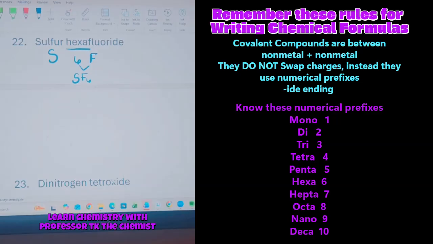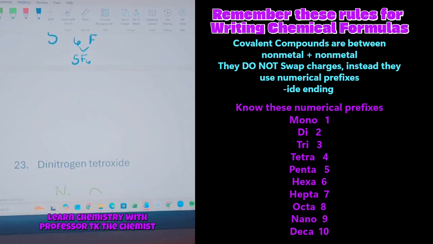So let's do this next one right here. Dinitrogen tetraoxide. By the way, I'll write the prefixes here. Mono, 1, di, 2, tri, 3, tetra, 4, penta, 5. Okay, these are just some of the common ones. Di, 2, nitrogen, N. Rewrite that as N2. Tetra is 4. Oxide is O. Rewrite that as O4.